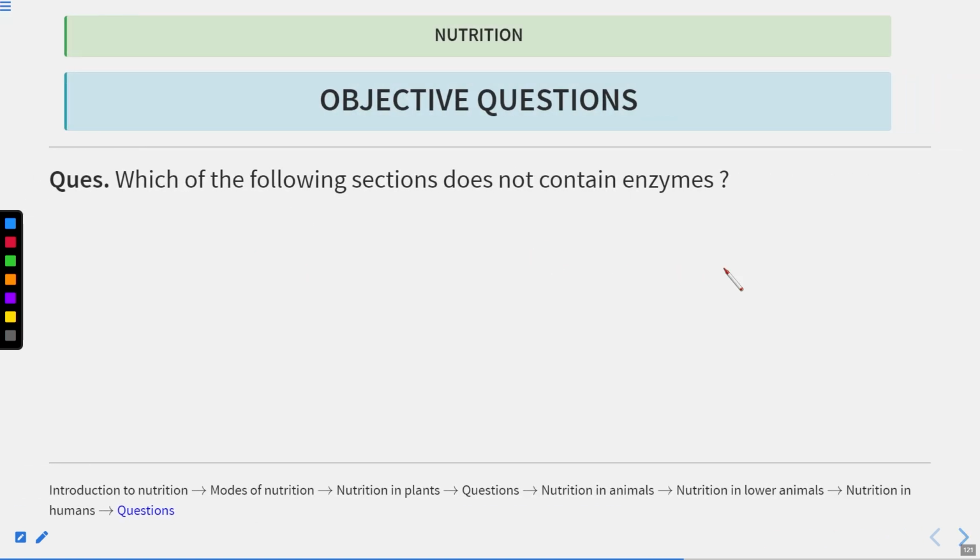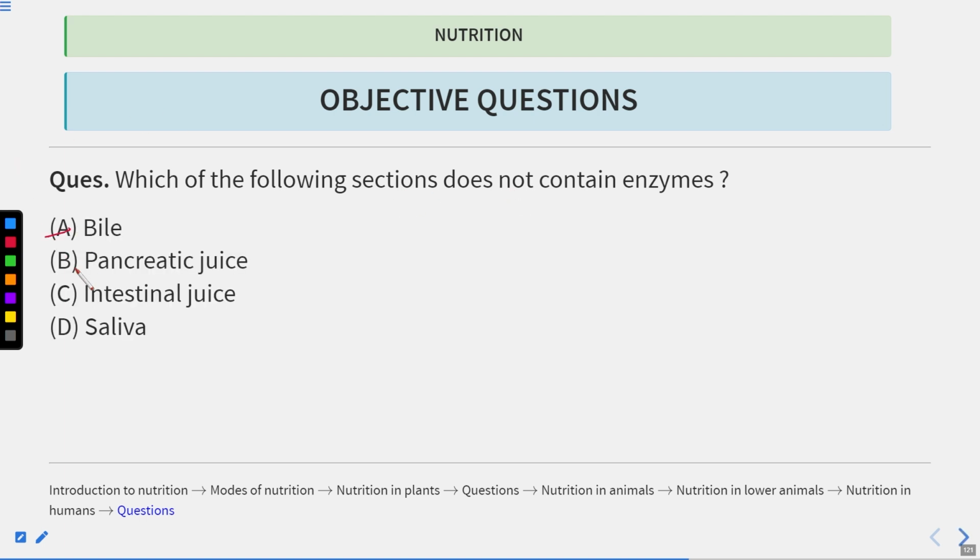Okay. The next question. Which of the following secretions does not contain enzymes? Option A is bile, option B is pancreatic juice, option C is intestinal juice, option D is saliva. So let's start with the pancreatic juice. Pancreatic juice contains enzymes. It is secreted by the pancreas, and it contains enzymes for the digestion of what? Carbohydrates, proteins, as well as fats.